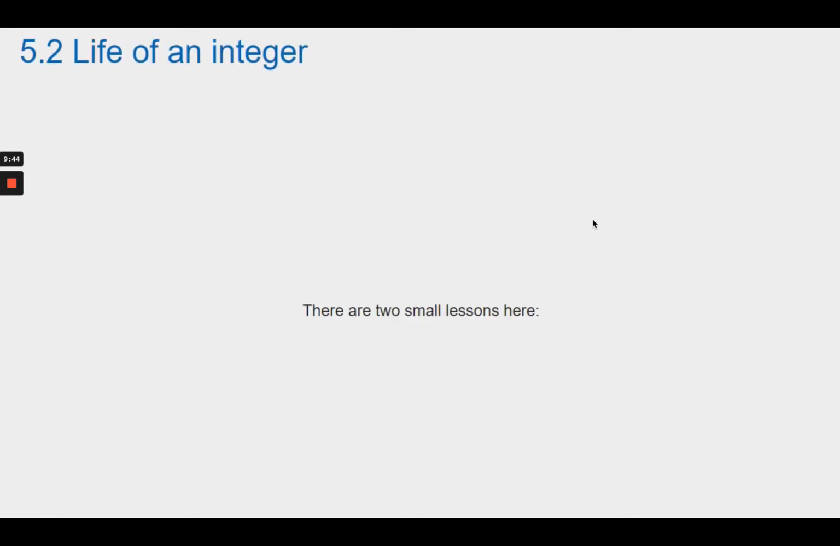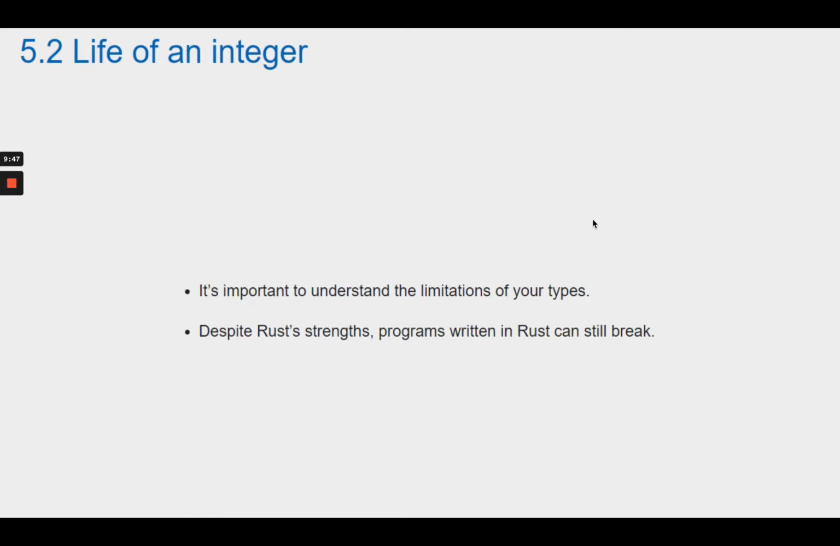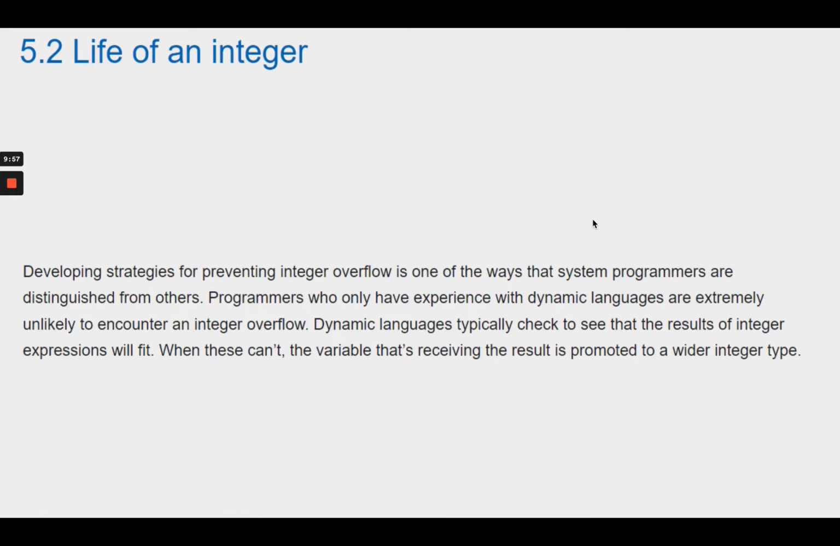There are two small lessons here. It's important to understand the limitations of your types. Despite Rust's strengths, programs written in Rust can still break. Developing strategies for preventing integer overflow is one of the ways that systems programmers are distinguished from others. Programmers who have only experience with dynamic languages are extremely unlikely to encounter integer overflow. Dynamic languages typically check to see that the results of integer expressions will fit. When these can't, the variable that's receiving the result is promoted to a wider integer type.